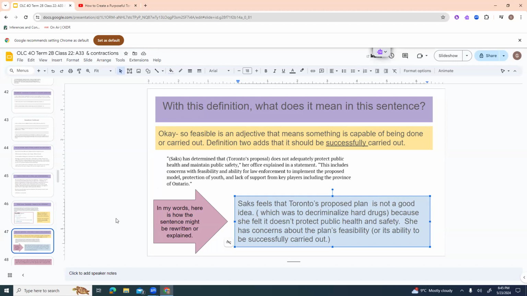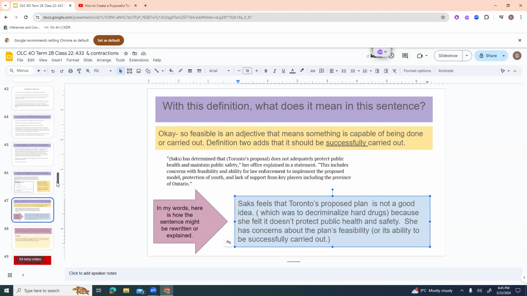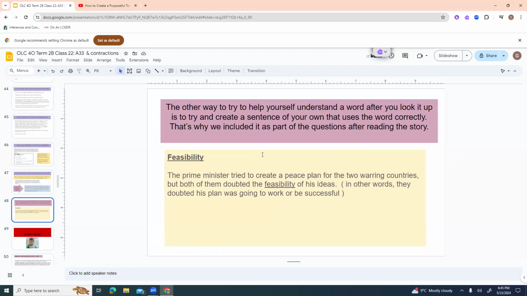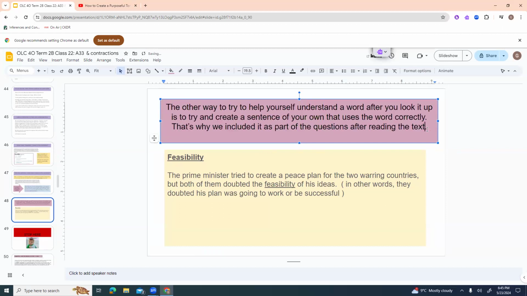Like I said, there are a lot of bigger words in this particular piece, so it makes sense to sometimes look some of these up, especially if you found the piece confusing. The other way, besides putting it back into the original sentence to help yourself understand a new word, is to try and create a sentence of your own that uses that word correctly. That's why I included that as part of the questions after you read. I'm saying story, but I don't necessarily mean story, which implies it's fiction. I'm just going to say the word text, the new modern word.